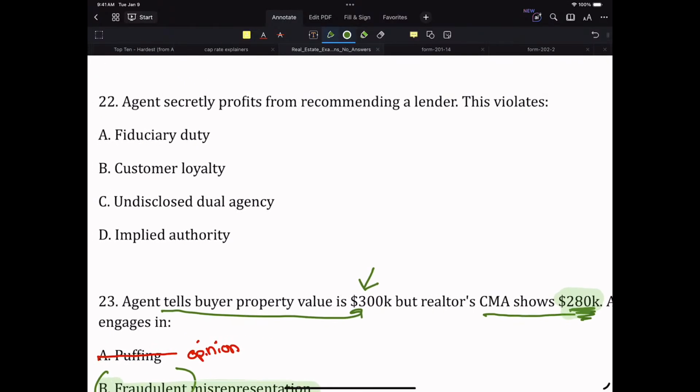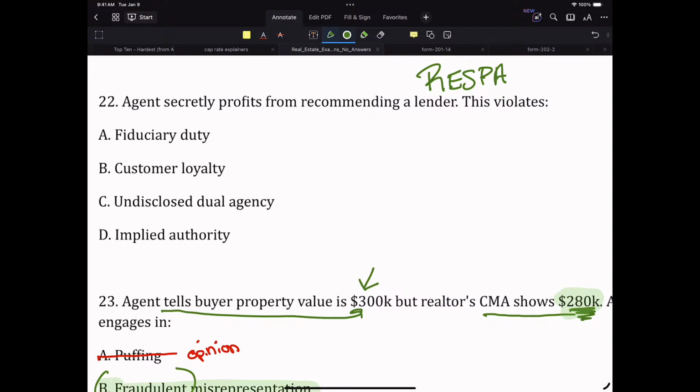All right. How about this? An agent secretly profits from recommending a lender. This violates, well, first, it violates RESPA. RESPA says, do not pass go, do not collect $200, go to jail. This is a kickback, and RESPA is like, absolutely not. But RESPA isn't one of our answer choices. So, an agent secretly profits from recommending a lender. This violates your fiduciary duties, customer loyalty, undisclosed dual agency, or implied authority. I love the question, but I think the answer choices are so different we should be able to work through it, right?